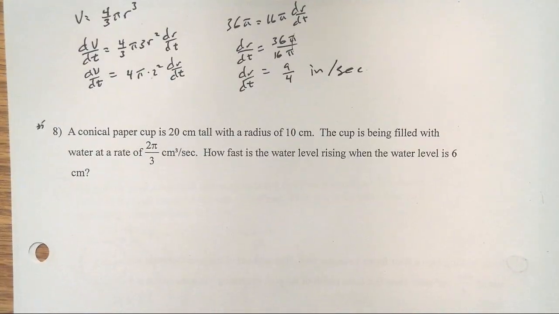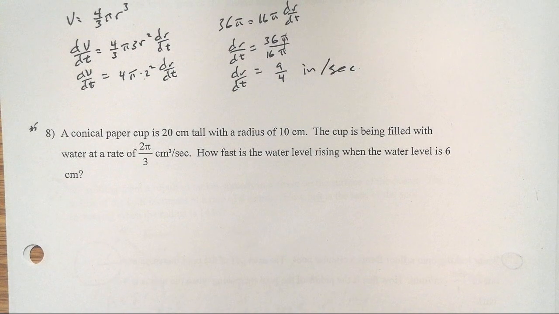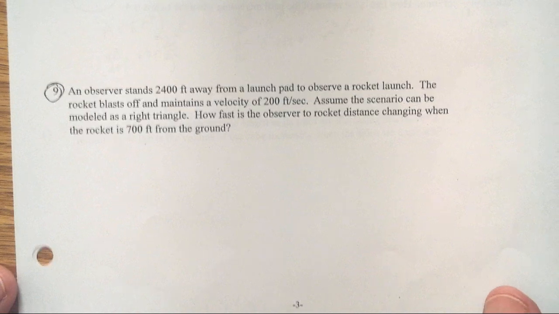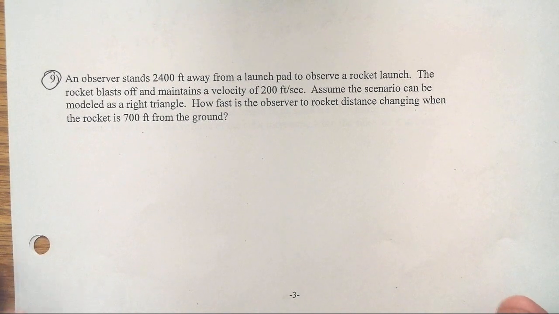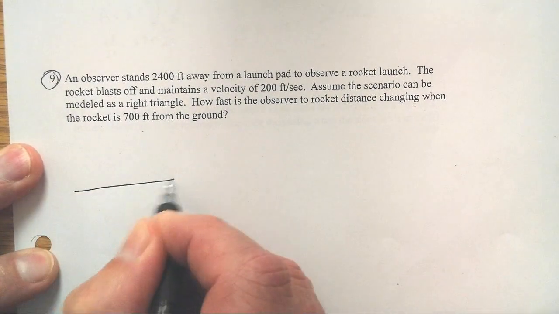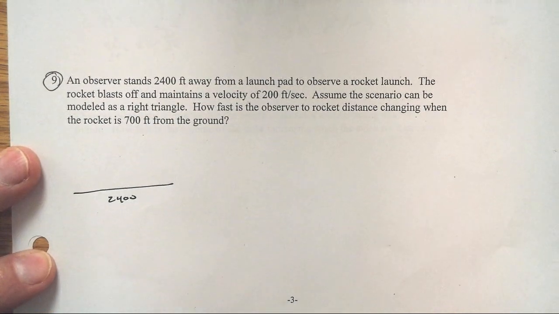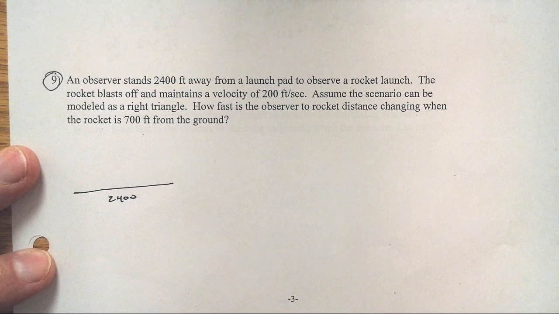Here's a conical paper cup, and I would refer you back to number 5, very similar. Let's take a look at number 9. An observer stands 2,400 feet away from a launch pad to observe a rocket launch. 2,400 doesn't sound like that's going to change, so we might get away with using a constant there. The rocket blasts off and maintains a velocity of 200 feet per second.